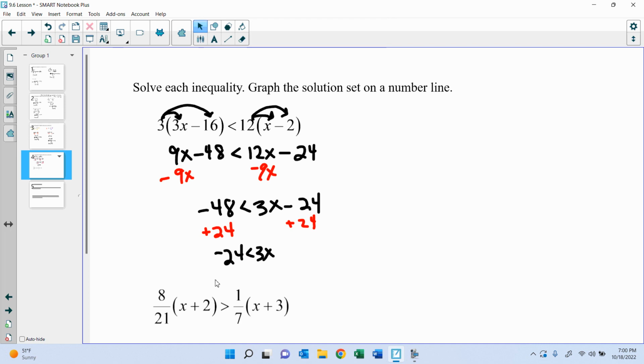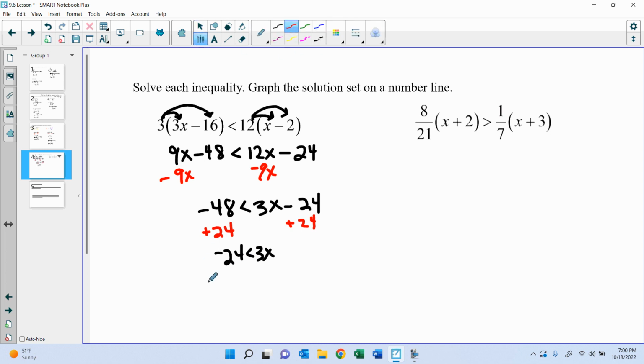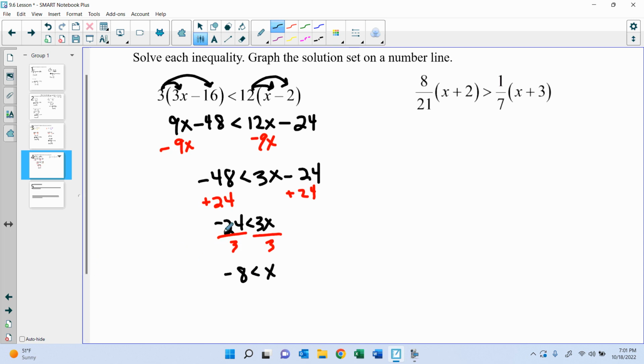Let me scoot this other problem over here. And then we'll finish this one. So we're going to divide, just like always, divide by 3 because I'm trying to leave a 1 in front of the x. And so I have -8 is less than x. Now again, we don't want the x on the right like that. So just turn the entire thing around, including the inequality, which has to flip. In other words, it's pointing towards the -8, so it still has to be pointing towards the -8. Okay, so when I flip it around.